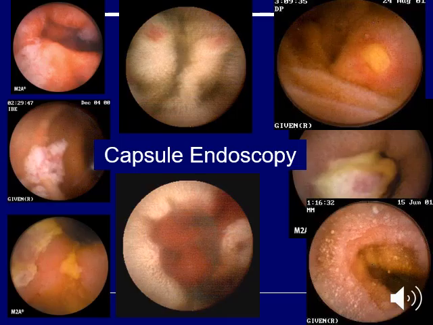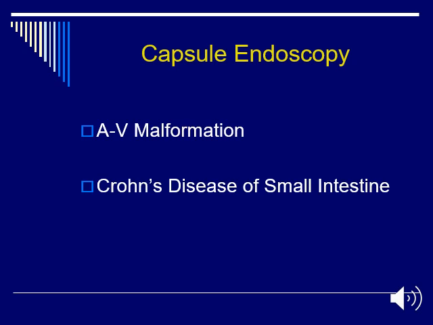What capsule endoscopy has shown, additionally, are these different pictures of the capsule endoscopy. Ulcer, this is a polyp, non-steroidal ulcer, Crohn's. Actually, two areas: the AV malformation and the Crohn's disease of the small intestine.